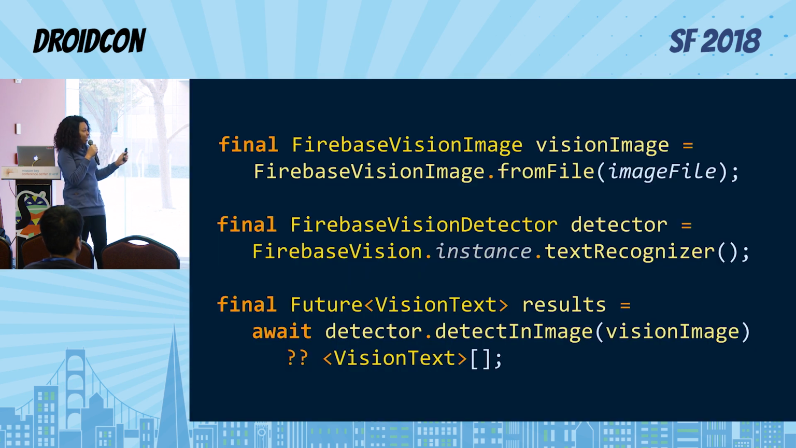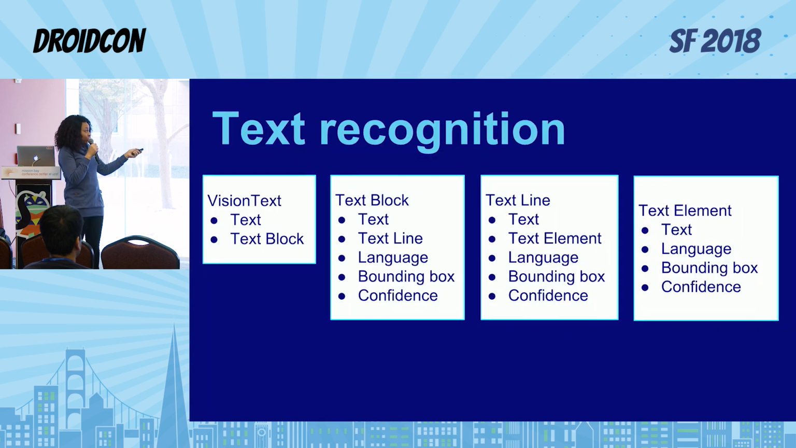So I just had the different blocks so you can see what the classes look like. So this is a vision text class. It has a text and a text block. This is a text block class, and it has all these parameters in it. This is a text line, and it has all these parameters, and text element has all those parameters.